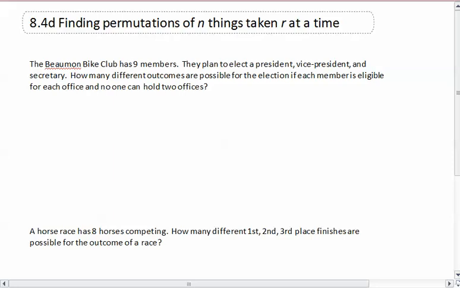Alright, so now we're going to take a look at finding permutations of n things taken r at a time. And so this does refer to the nPr that I was talking about in the last video.